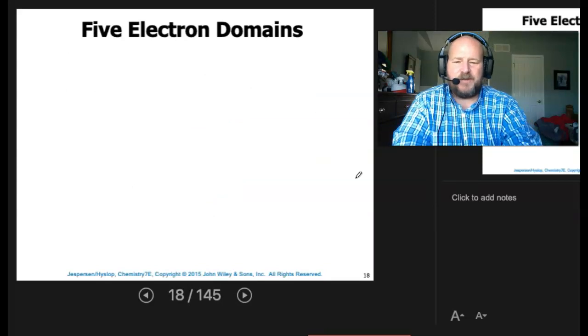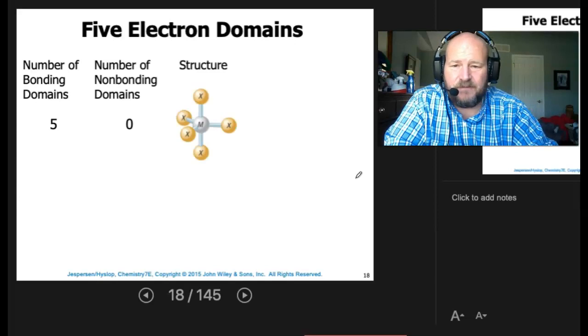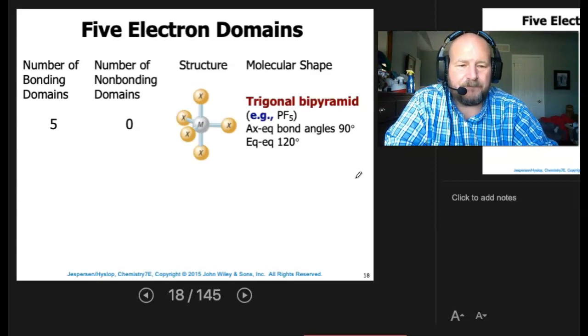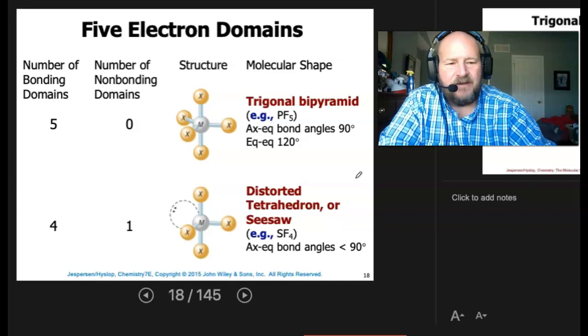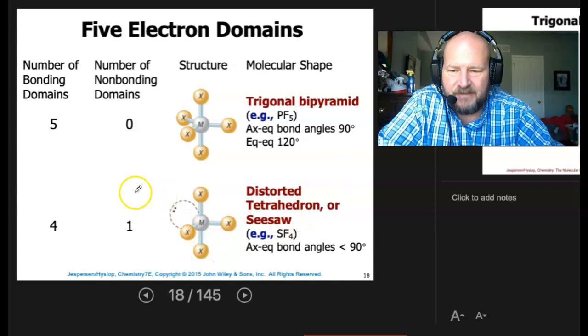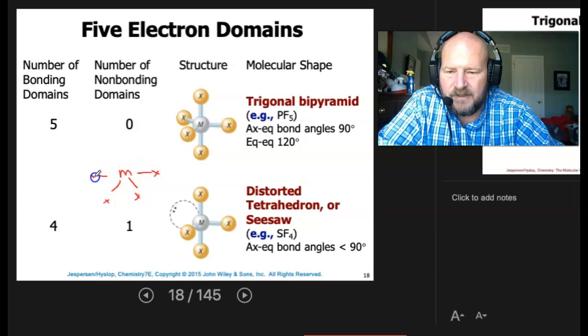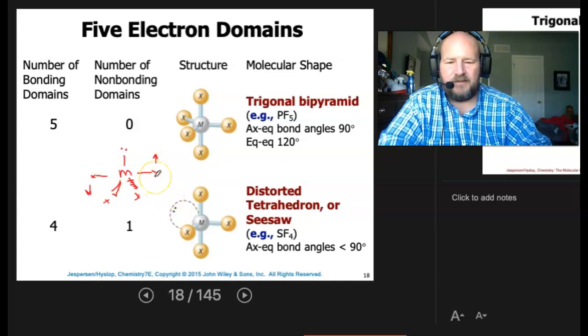Now we have 5 electron domains. If you have 5 and 0, then we got our basic trigonal bipyramid. If you have 4 and then 1 lone pair, it's going to look something like that. We're going to call that the seesaw. Distorted tetrahedron or seesaw. And if you're wondering how we get to seesaw, well, flip it on its side. So if we have our metal here, and then we have X there, and X there, X here, X here, and then of course our lone pair up there. Now remember, this is coming out at us, that's going away from us. And now you can see as this goes down, that goes up, and that gives us our teeter-totter or our seesaw look.